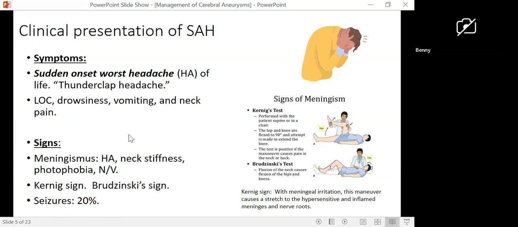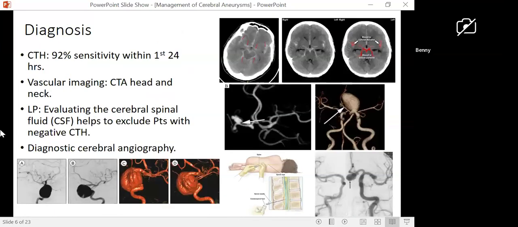Photophobia just means bright lights bother you. There's also something called a Kernig sign or Brzezinski sign. So if you look on the bottom right, a Kernig sign, if you lift the patient's leg up, it causes pain and the patient will have flexed their neck due to the pain. That's just related to meningeal irritation due to the blood. Sometimes patients will present also with seizures.